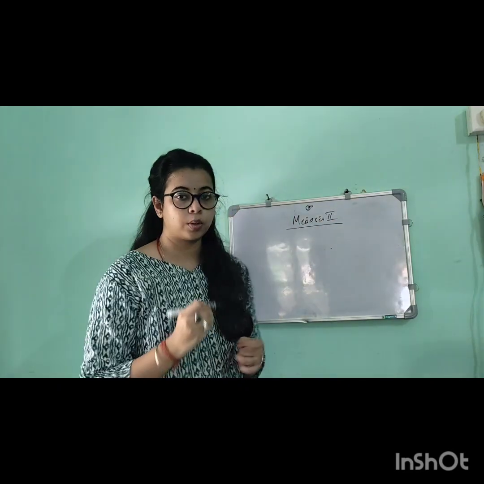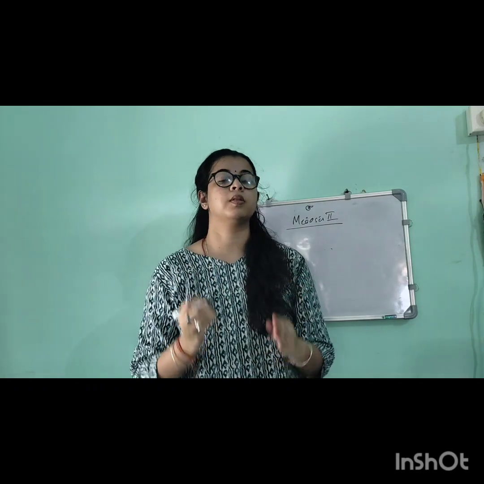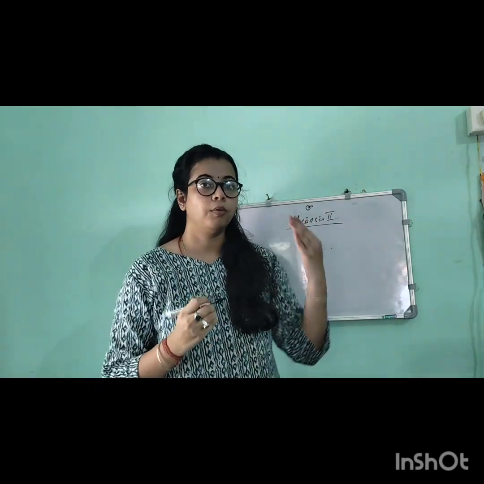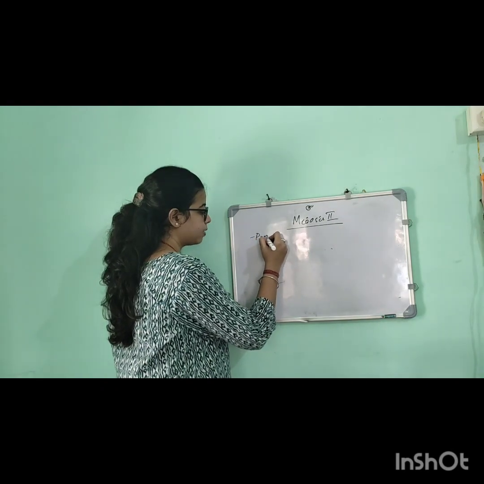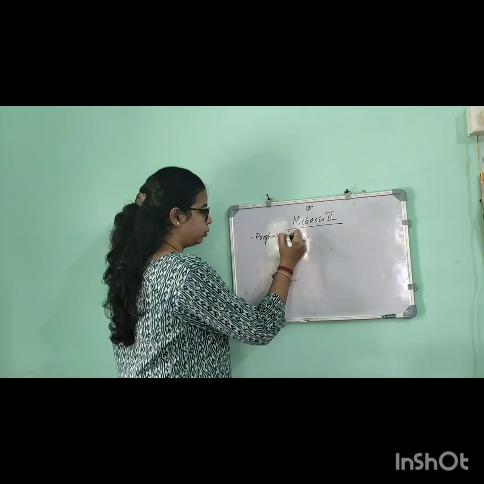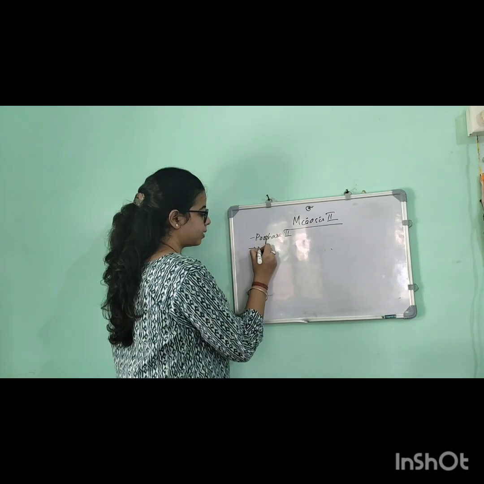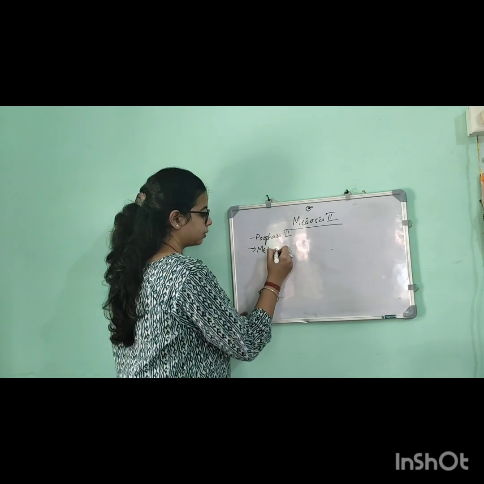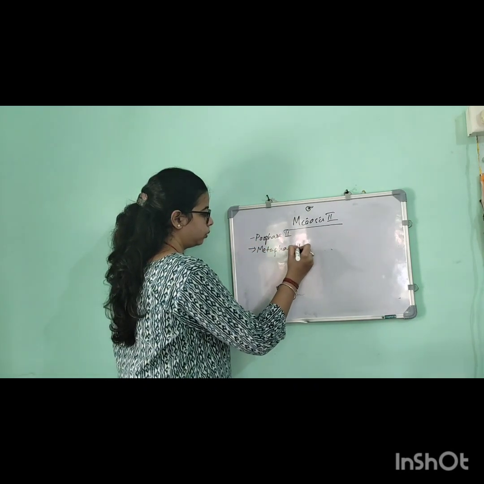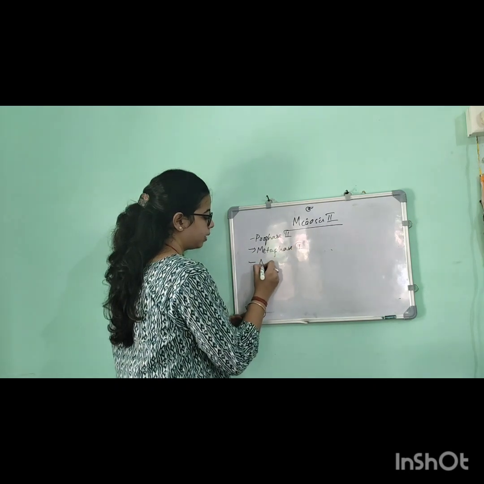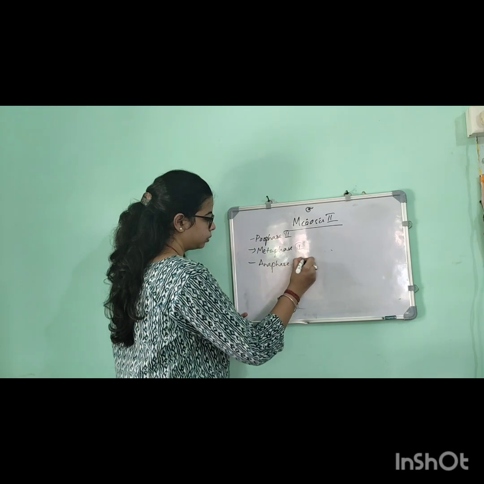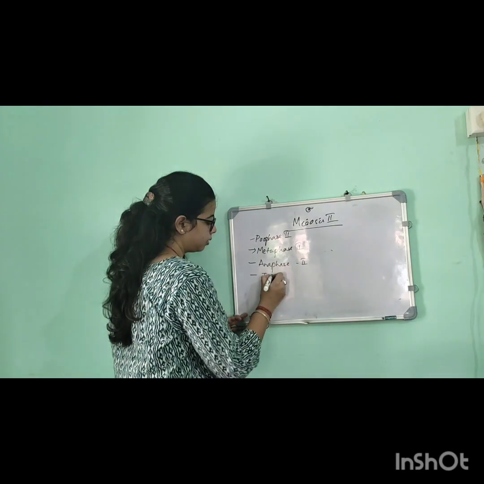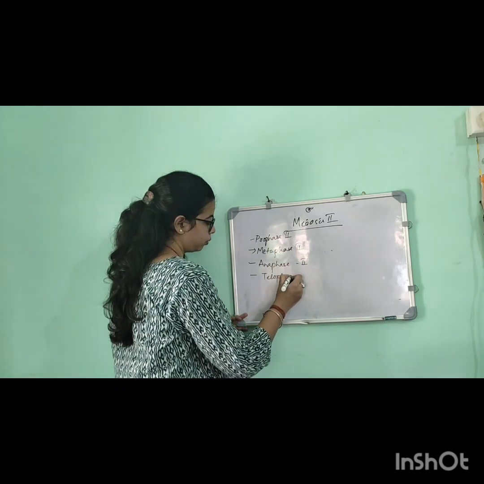As with meiosis 1, meiosis 2 is also divided into 4 stages. First is prophase 2. Second is metaphase 2. Third is anaphase 2. And last is telophase 2.